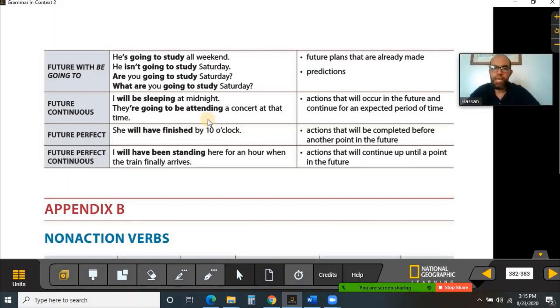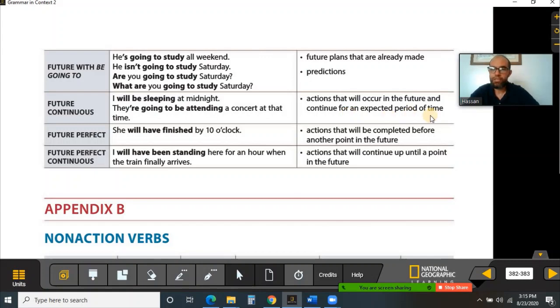Will you be working tomorrow? Will you be studying? Will you be doing something in an hour from now? Etc. This is how we form the future continuous. Now, usage. An action that will occur in the future and continue for an expected period of time.